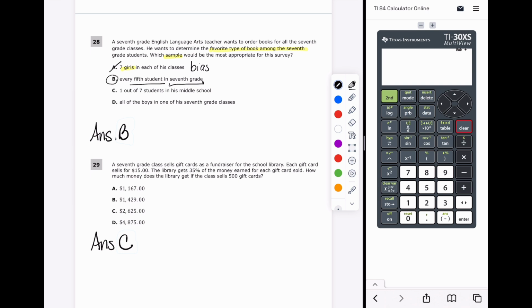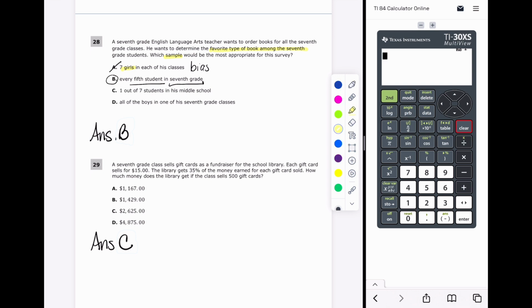This removes the bias because now it's not about him choosing a specific population, but it's about who's randomly walking by. And if the school happens to have more girls, they're probably going to be represented more in the sample. If there happen to be more boys, there'll probably be more representation in the sample.